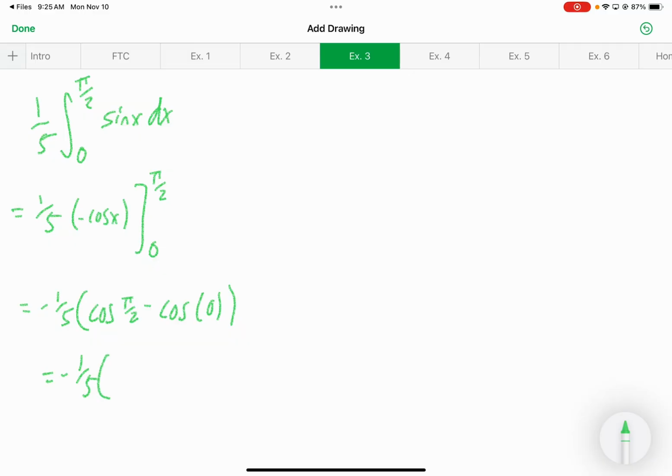What is cosine of pi over 2? 0. Good. Cosine of 0? 1.